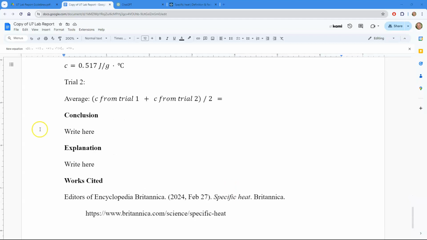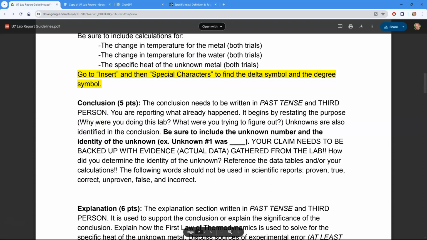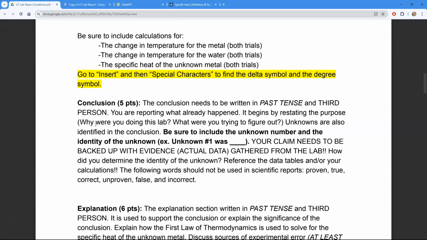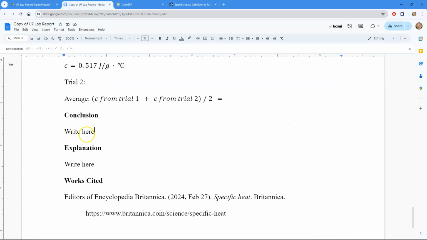All right, the next section is the conclusion. So the conclusion needs to be written in past tense and third person. You are reporting on what already happened. It begins by restating the purpose. The unknown should be identified in the conclusion. Be sure to include the unknown number and identity of the unknown. Your claim needs to be backed up with evidence gathered from the lab. How are you able to determine the identity of the unknown? Reference data tables and/or your calculations. So let's restate our purpose.